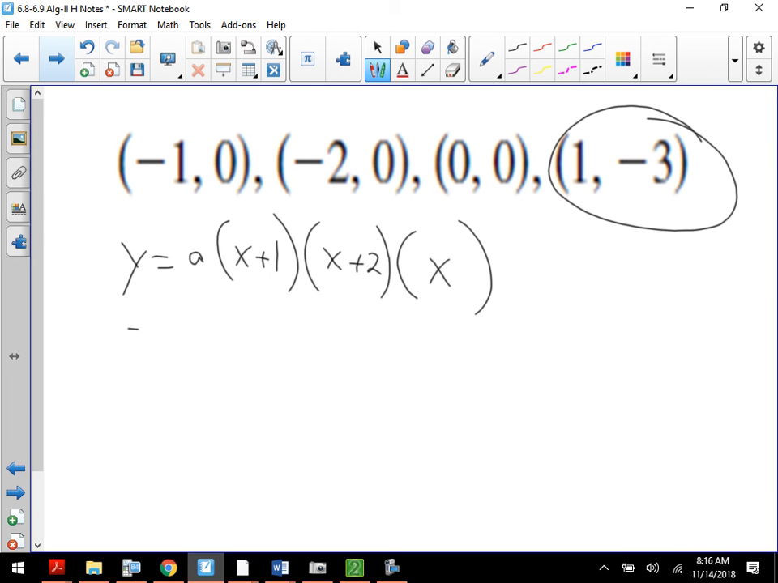Which means negative 3 is going to equal a times (1 plus 1)(1 plus 2)(1). What's 1 plus 1? Make sure your calculator is charged for this, ladies and gentlemen. 1 plus 1 is? 1 plus 2 is? 1. 2 times 3 is?